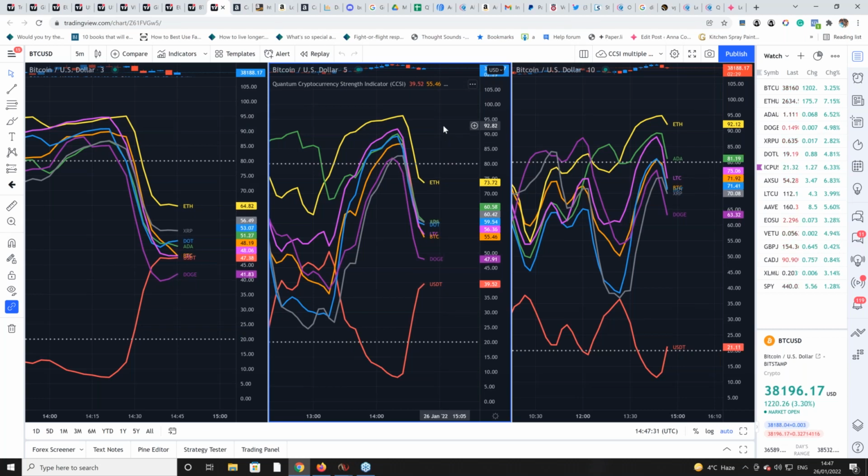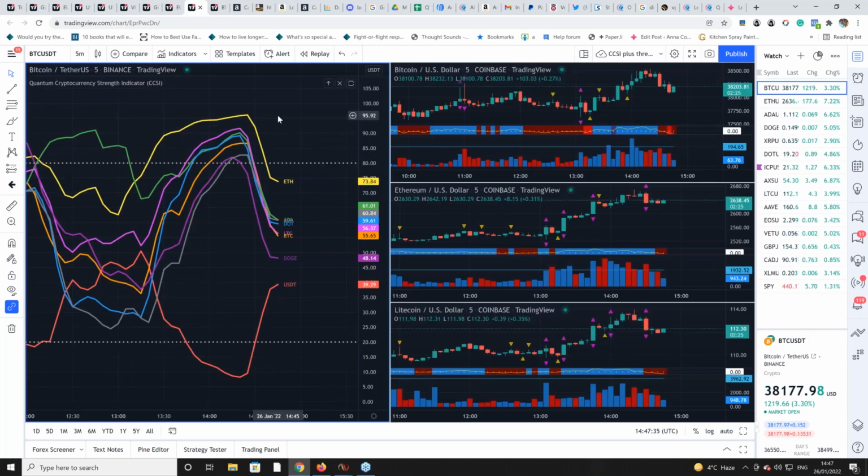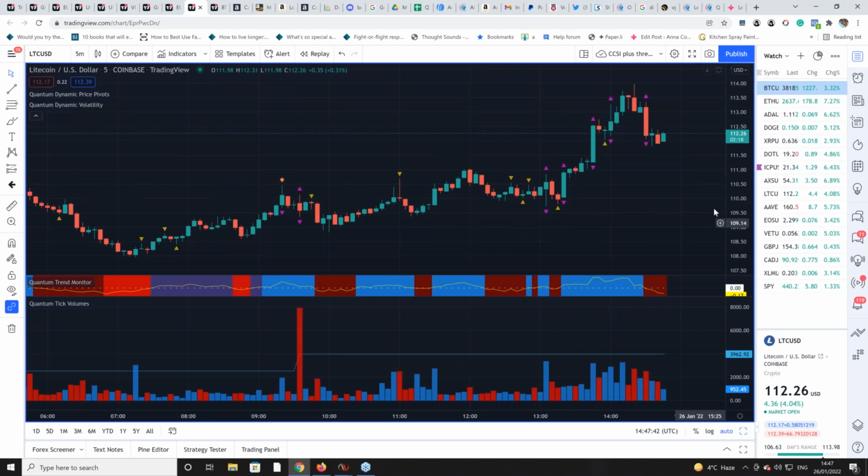So that's Bitcoin. I just wanted to touch on that. Let's have a quick look and see where we are. Not looking particularly strong at the moment. Just go down to Litecoin very quickly. Similar sort of thing, it's very low volume here in terms of the upside. Trend monitor again is transitioning.